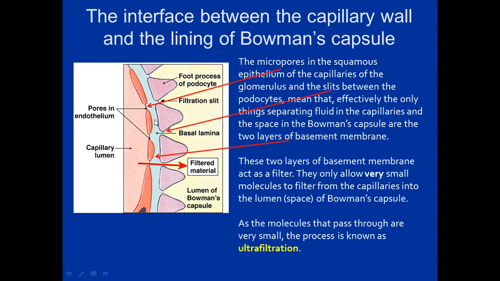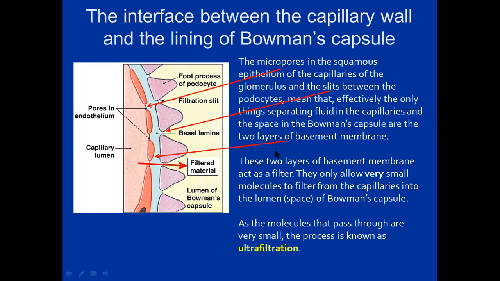This is what acts as the filter. The micropores and the slits are actually quite big, and because they're so big, they don't act as a filter at all. What does act as a filter is the little fibers in the basement membranes. So let's have a look at the text. The text just shows you exactly what I've said to you. There are micropores in the squamous epithelium of the capillaries, and there are slits between the podocytes.